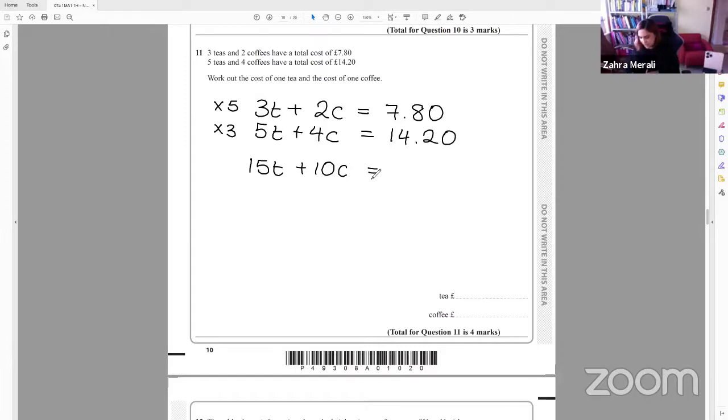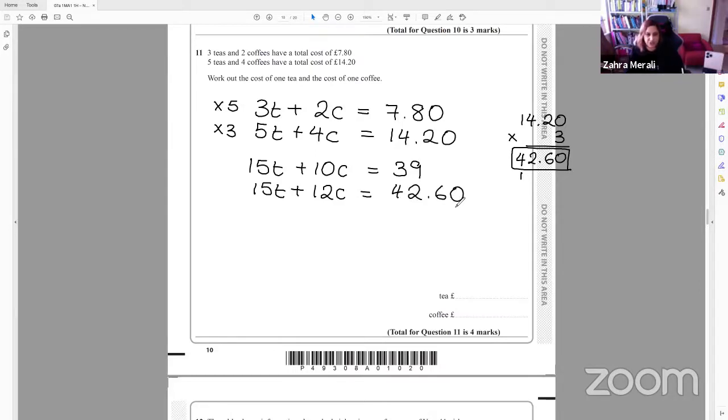780 times 5. So I would do that by doing 7.8 times 10, which gives me 78, and then halving it to give me 39. 5 times 3, that gives me 15T plus 12C. Now 1420 times 3. If you need to do a sum on the side, you can. So times 3, you'd have 0, you'd have 6, 4 3s are 12, and then 1 times 3 is 3 plus 1 is 4. So you've got 4260.